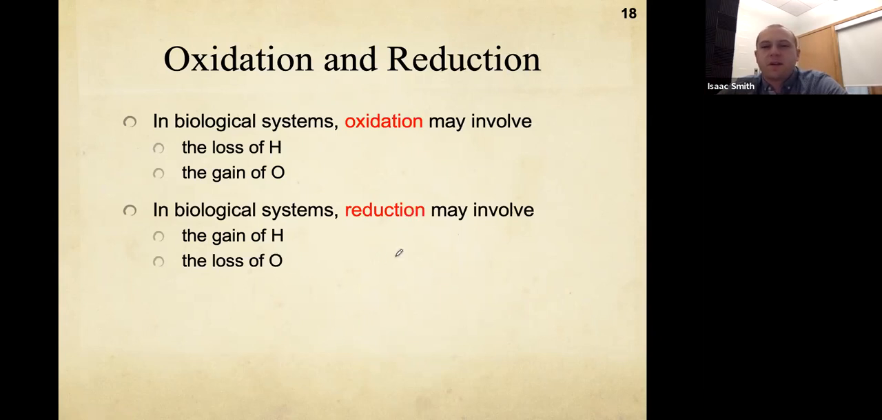I think the easiest way to remember this is that oxidation is gaining oxygen, which is really where the name comes from anyway. If you remember that, you can figure out the rest of it. The hydrogen is always going to be the opposite. So if oxidation is gaining oxygen, then it's also the loss of hydrogen, and the opposite is true for reduction. So you could just remember that.